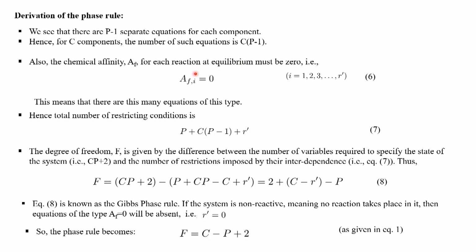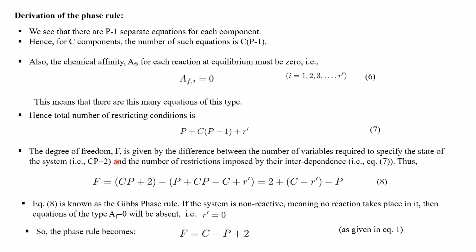So if we say the chemical affinity A_i equals 0, where i is 1, 2, 3, etc., up to R prime, this means that there are these many number of equations of this type. Hence, the total number of restricting conditions is P plus C times P minus P plus R prime.